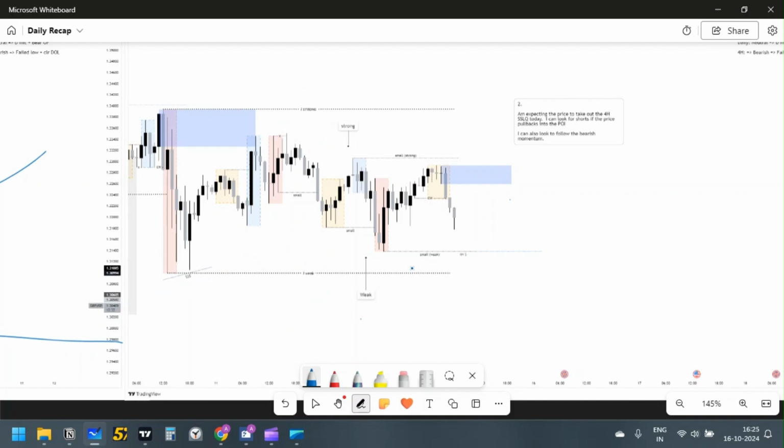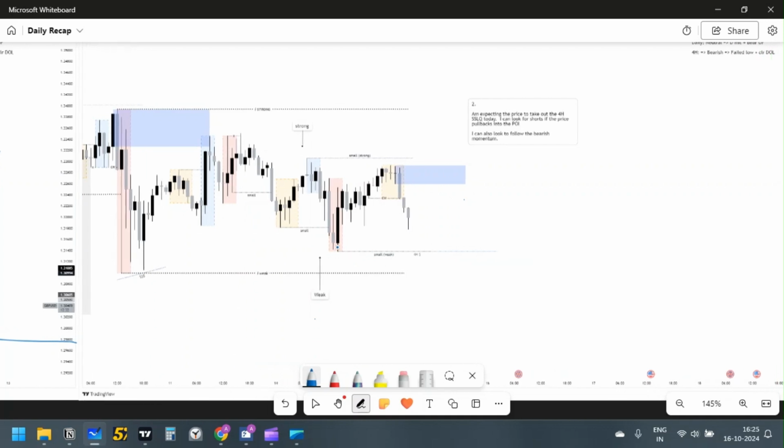And this is also my first target, because this low fails to take out this high, which means this low becomes weak. We can expect some pullback or a bearish supply zone to be formed, and then the price can take out this 4-hour sell side liquidity, and eventually this low resistance liquidity. So that's what the game plan is.